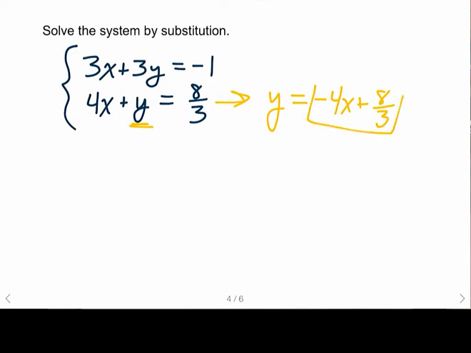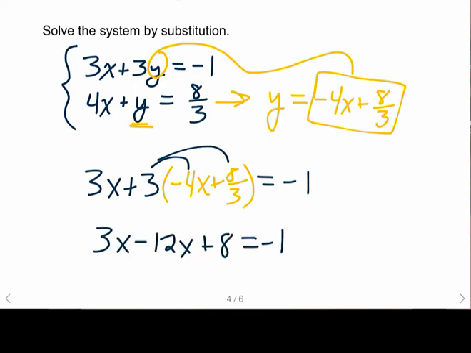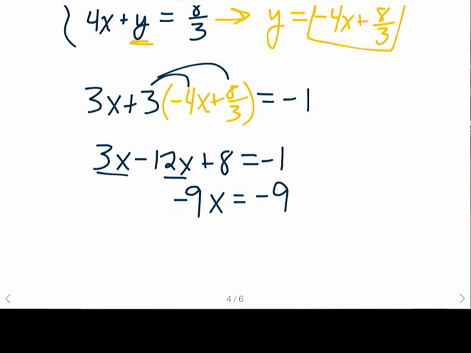Now, though, I'm going to take that expression for y and substitute in the other equation. You always have to mix and match here. Never put it back into the same equation. When I do that, I have 3x plus 3 times the quantity of negative 4x plus 8/3 is equal to negative 1. Distributing the 3 gives me 3x minus 12x plus 8 equals negative 1. Collecting my like terms on the left-hand side gives me negative 9x. Subtracting 8 from both sides gives me equals negative 9. And solving that equation gives me that x is equal to 1.